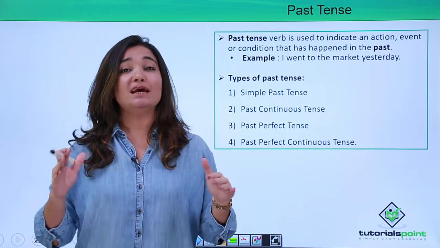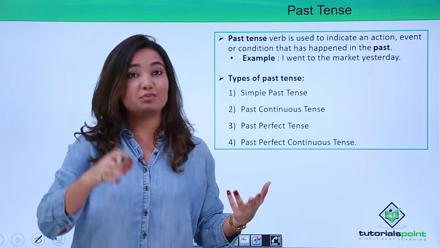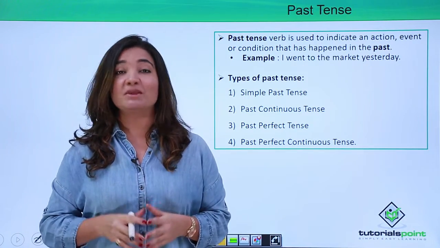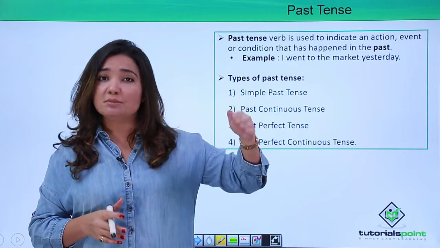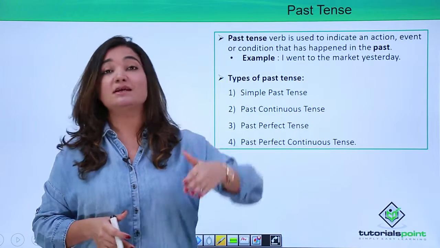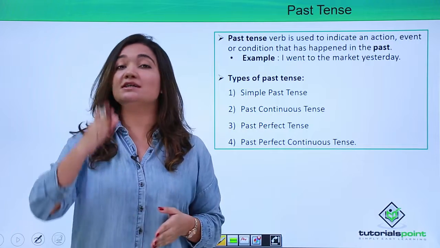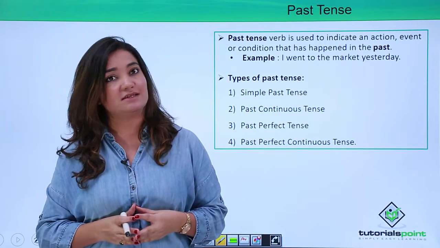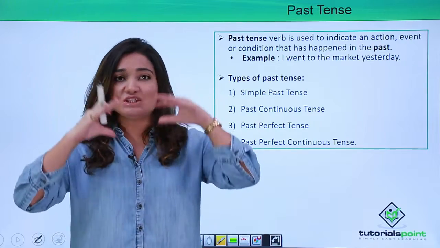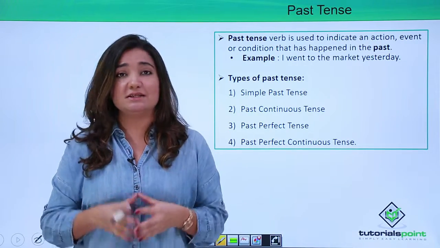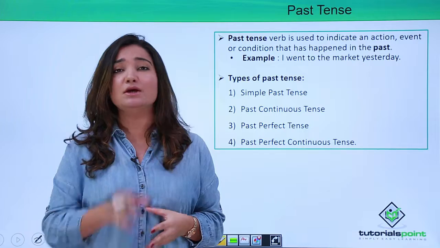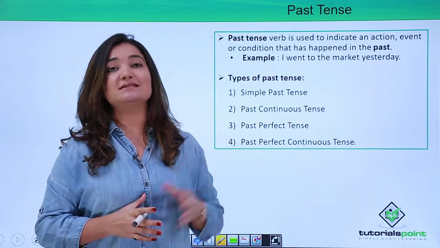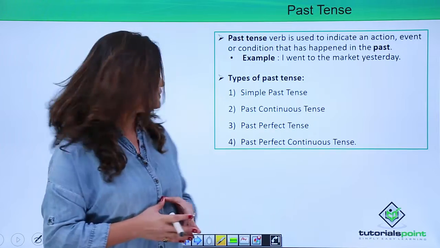Now any type of tense, be it past, present or future, is actually divided into four forms: the simple form of that tense, the perfect form, the continuous form, and the perfect continuous form. This is very generic information about tenses, whichever type you are studying. Now that we are specifically focusing on past tense, let us study the definition of past tense.